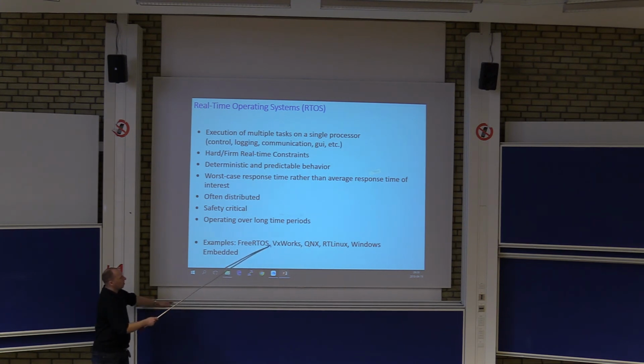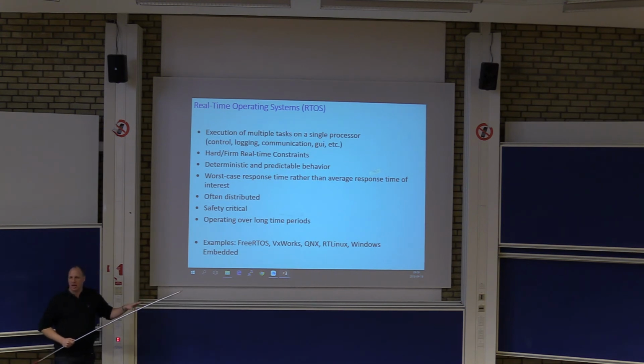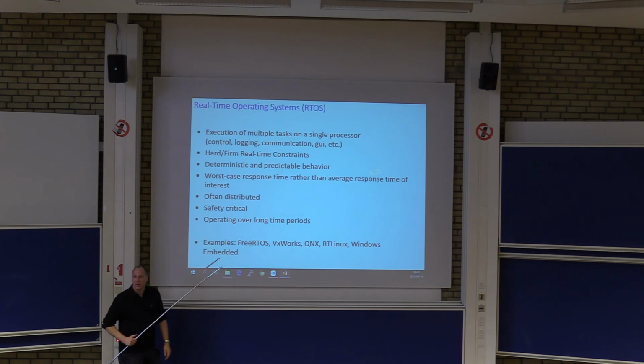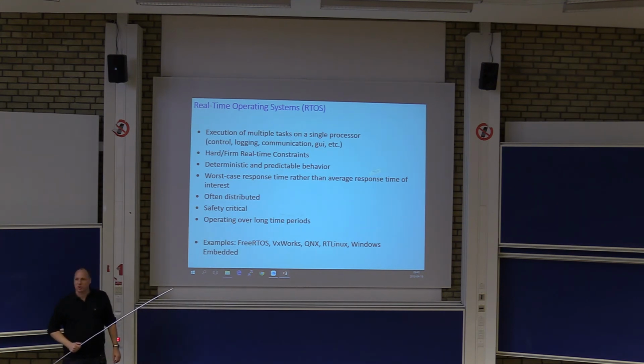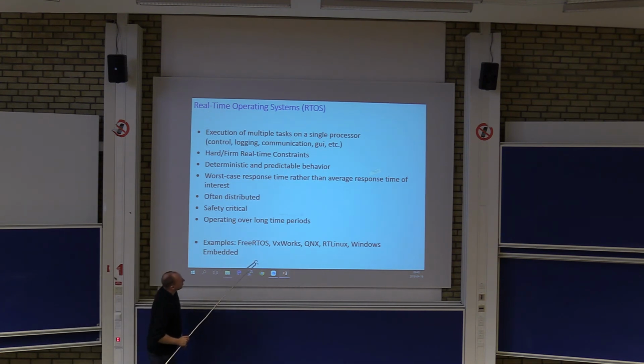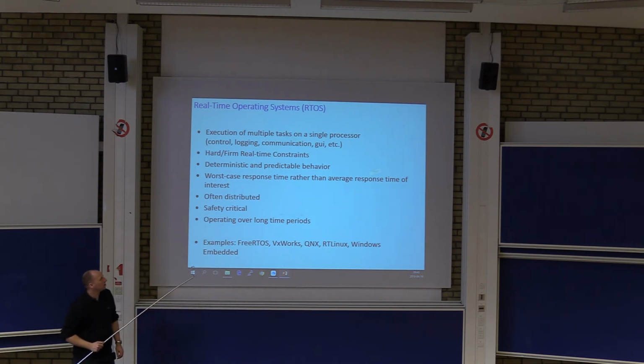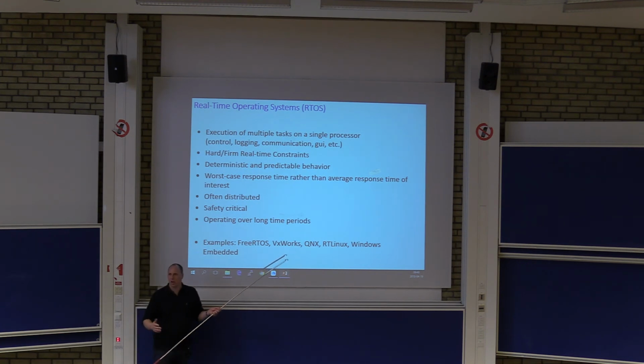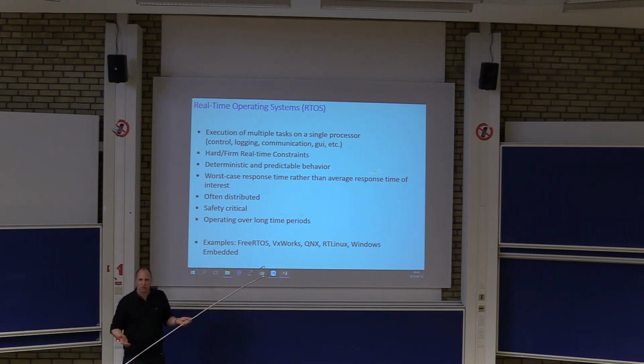VxWorks and QNX are two commercial real-time operating systems. So they basically provide the same functionality as FreeRTOS, but you have commercial support. So VxWorks, for example, I think is used in the robotic controllers from ABB. At least it was like that a couple of years ago. But there is a strong trend today that you're moving away from these commercial operating systems to open source systems.